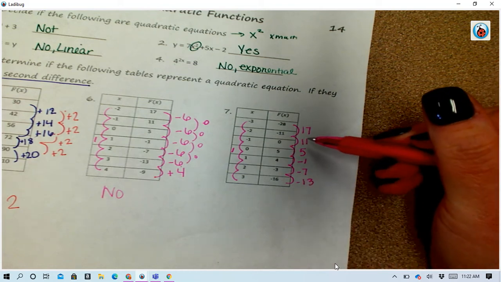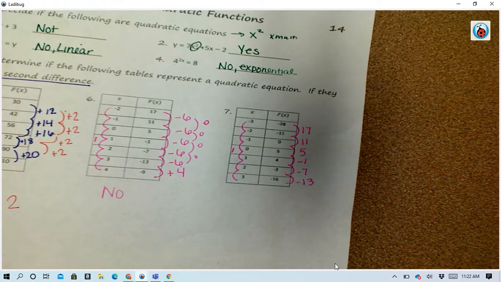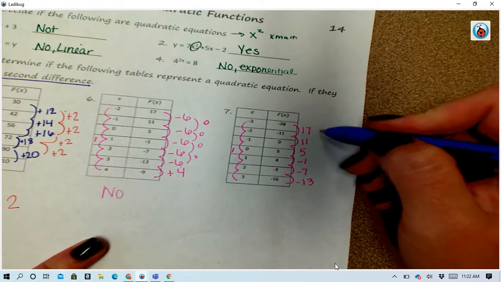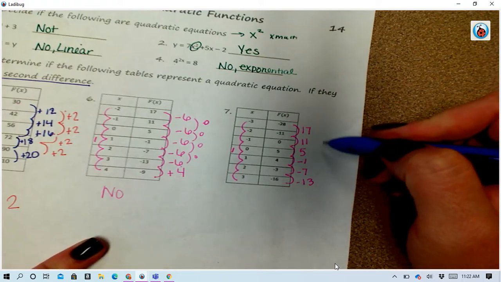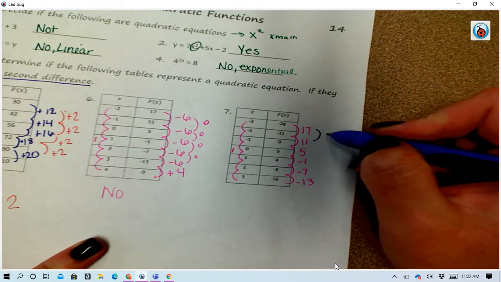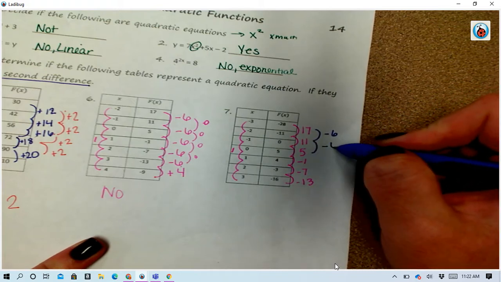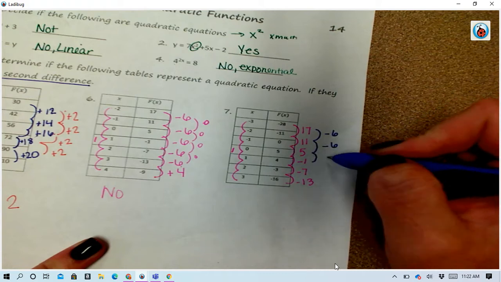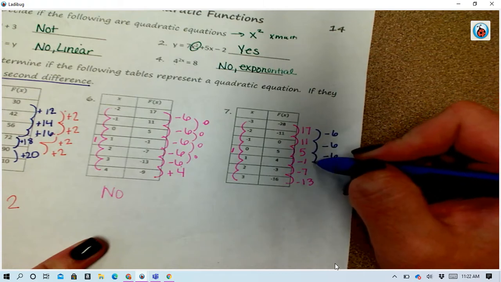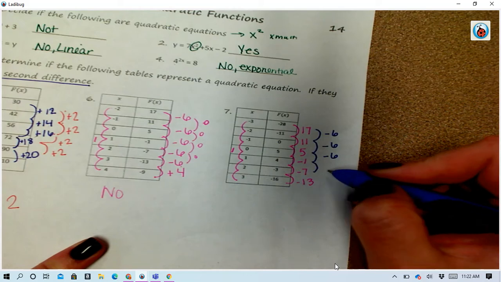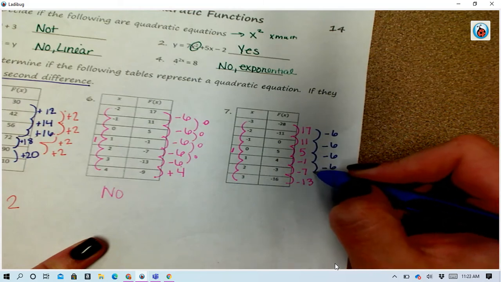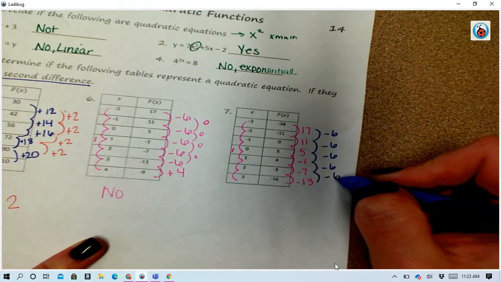So we know it's not linear, because if it was linear, there would be a first difference. So we have to check the second difference. From 17 to 11, it goes down by 6. 11 to 5, down by 6. 5 to negative 1, down by 6. Negative 1 to negative 7, down by 6. Negative 7 to negative 13, also down by 6.